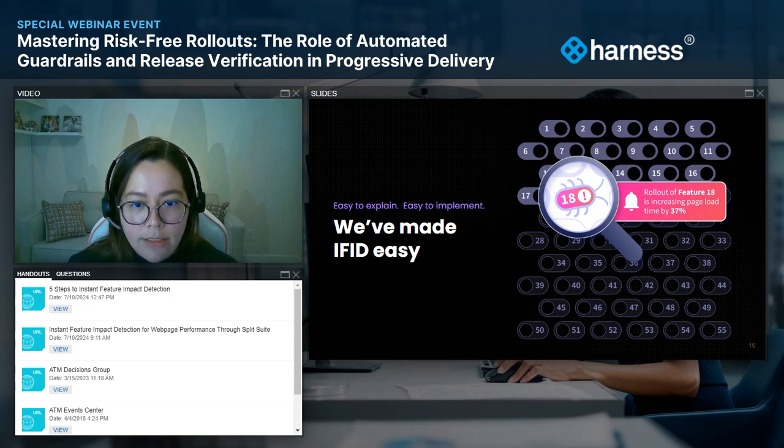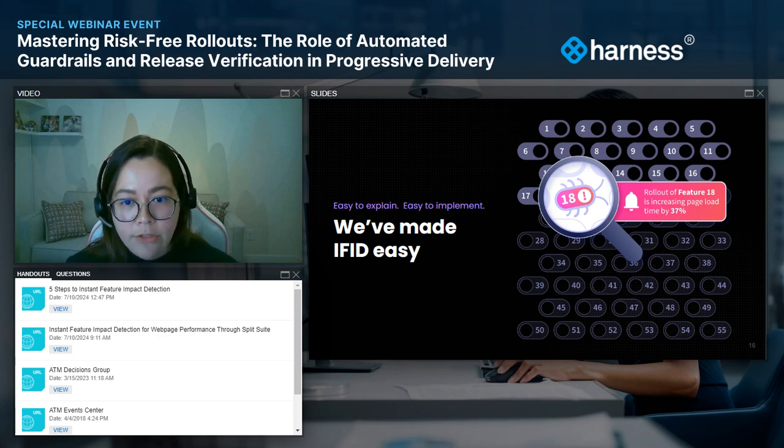So our team at Harness has been focused on making these 5 steps even easier to implement within our platform by automating many of these components for you. So now we're going to walk through some of the capabilities that showcase how you can get started with instant feature impact detection with very minimal setup and really start benefiting from automated release verification so you can get to those true risk-free rollouts.